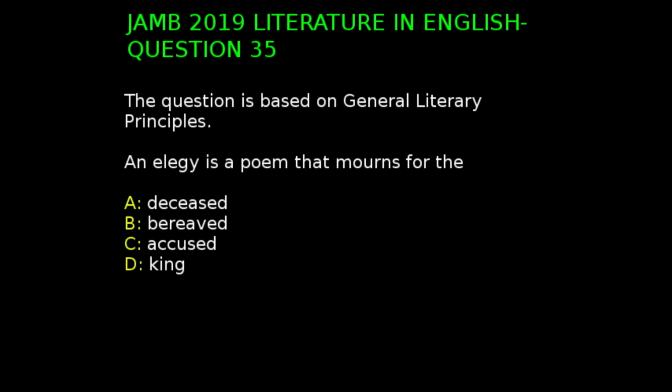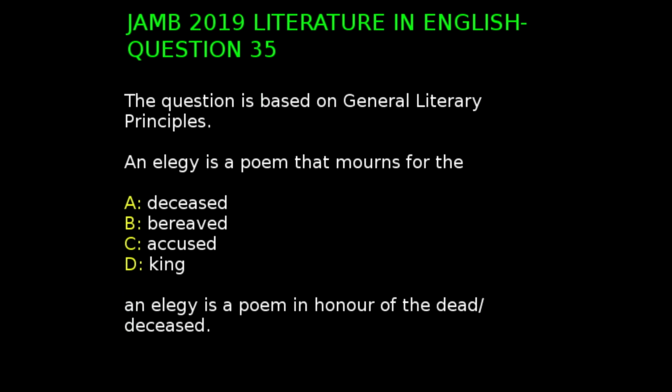JAMB 2019 Literature in English question 35. This question is based on general literary principles. An elegy is a poem that mourns for the. The options given are A. Deceased, B. Bereaved, C. Accused, and D. King. To better understand and select the correct answer to this question, let us first of all define what an elegy is. An elegy can be defined as a poem in honor of the dead or deceased. Please note deceased. It then means that the correct answer to this question is option A.